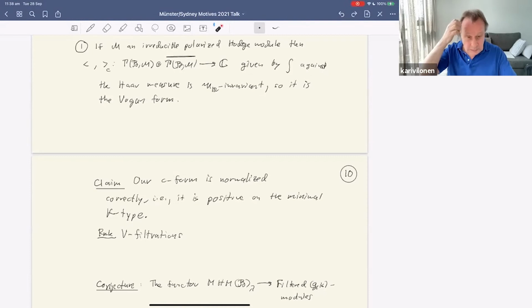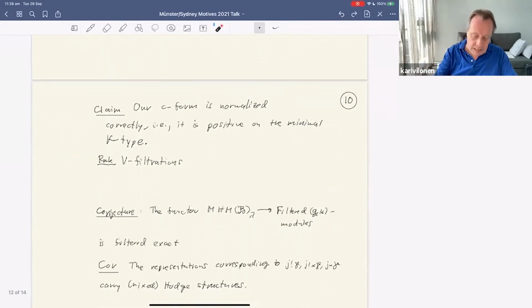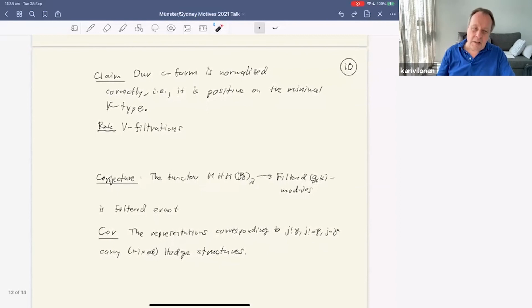So anyway, the conjecture that we have is that this functor is filtered exact, and this means that the representations themselves, all these standard and irreducible representations, carry mixed Hodge structures, infinite dimensional ones. And the ones that are really Hodge structures, these irreducible ones, also carry this fixed polarization. Okay, so that's the conjecture that should be true.